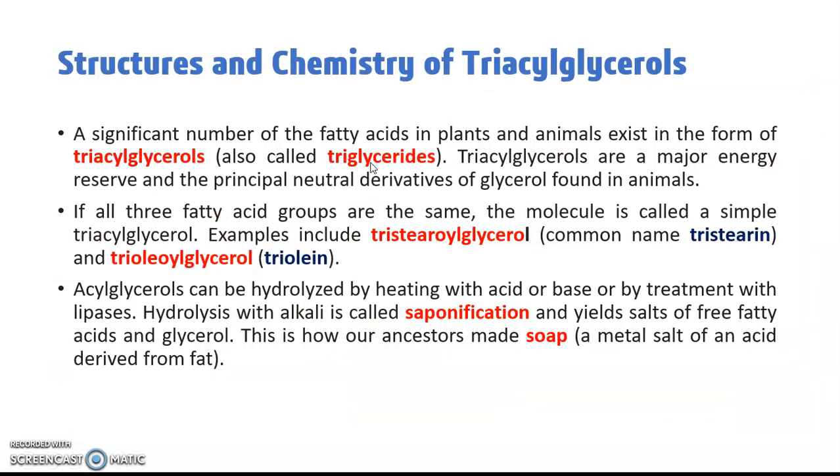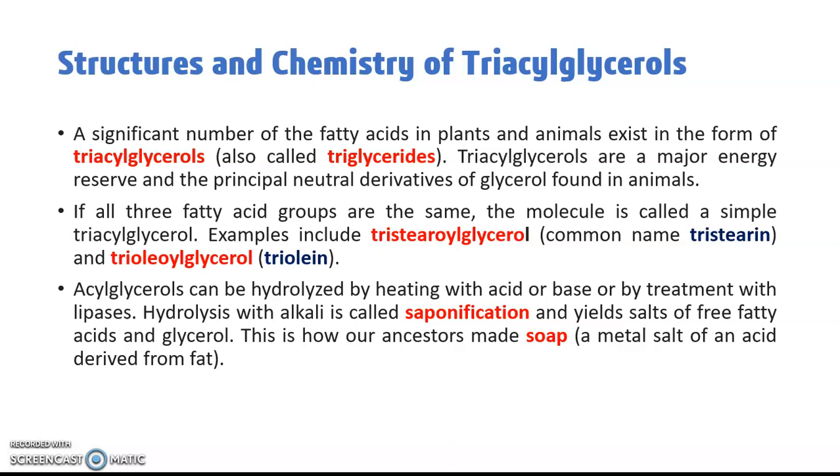So, in our previous lecture, we defined lipids as substances that are insoluble in polar solvents or soluble in non-polar solvents. When we look at the chemistry and structure of triacylglycerol, we look at what makes up the triacylglycerol. A significant number of fatty acids in plants and animals exist in this form of triacylglycerol, also known as triglycerides. Triacylglycerols are the major energy reserve and principal neutral derivatives of fatty acids found in animals.